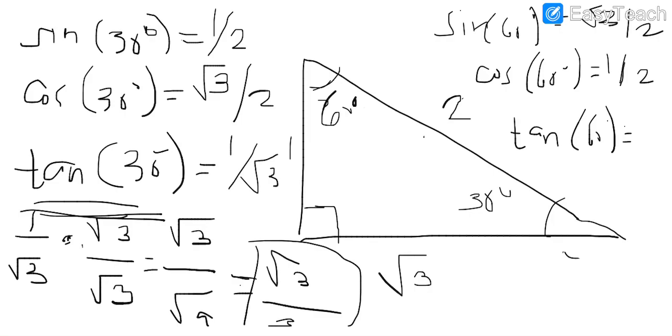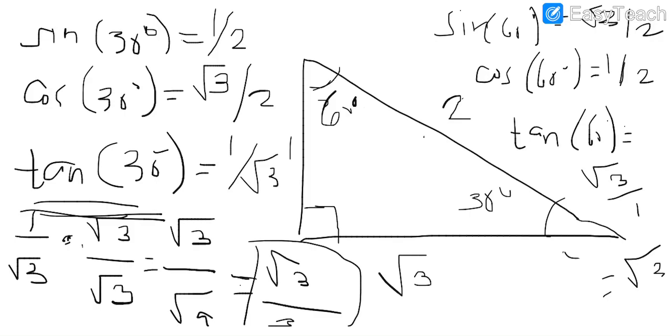And here, for the tangent of 60 degrees, we have TOA. Tangent of 60 degrees is equal to the opposite side divided by the adjacent side. We have square root of 3 over 1, or simply square root of 3.